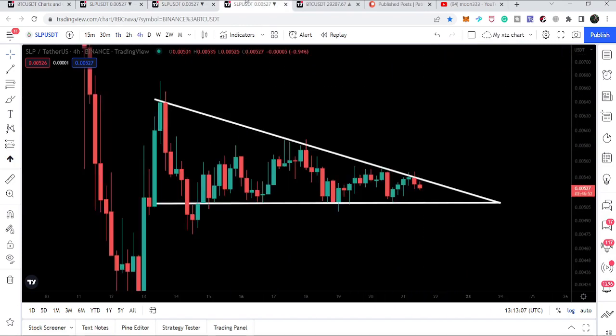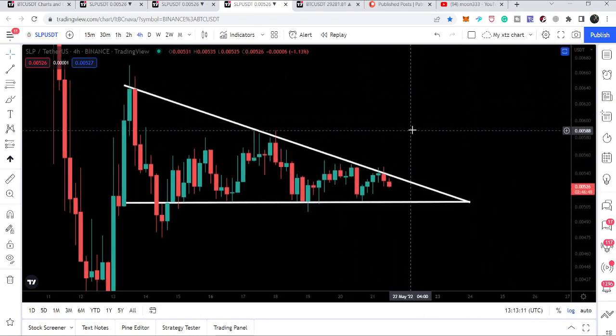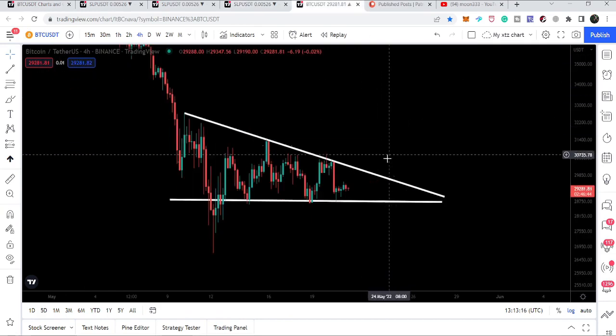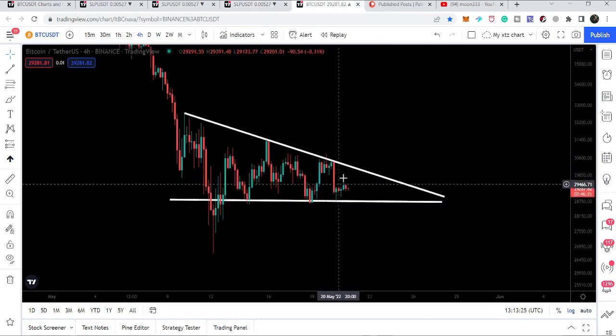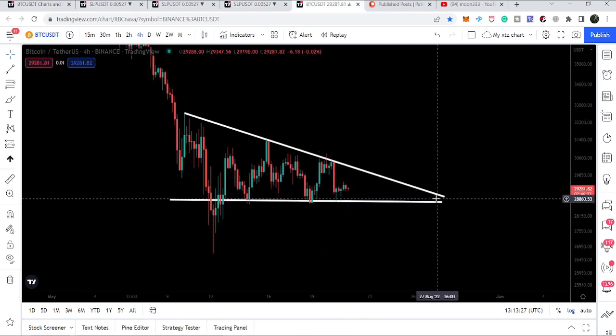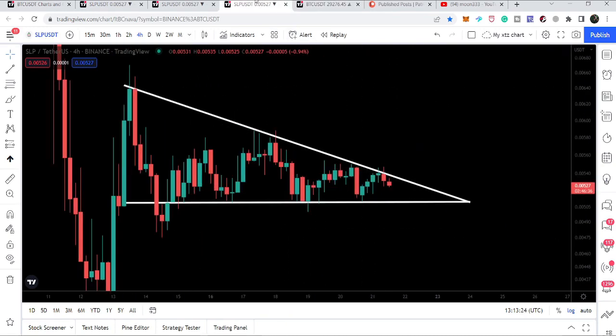Now, if we take a look at the 4-hourly time frame, then here SLP token has formed a descending triangle, and as you know, Bitcoin is already moving in a descending triangle. Right now SLP is at the resistance of this descending triangle, and it is more squeezed than the triangle of Bitcoin. You can see that we have more space in Bitcoin's triangle on the 4-hourly time frame chart. This is Bitcoin's movement. And if we take a look at SLP, then SLP has no space to move more within this triangle.